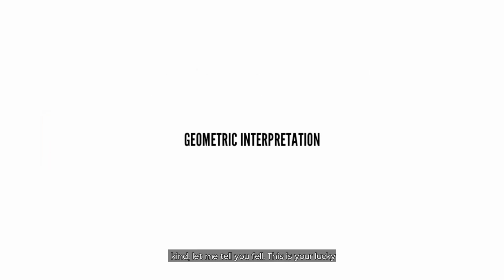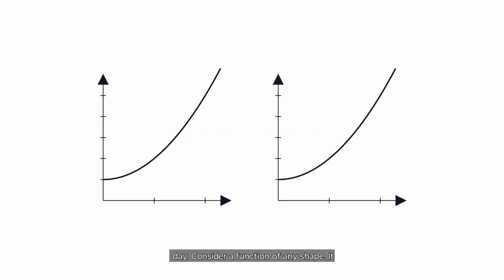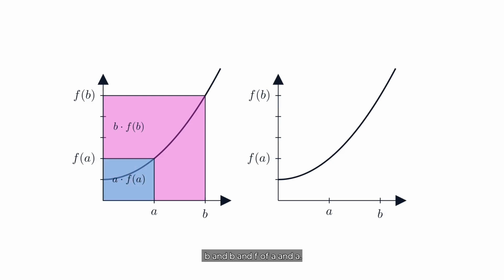We aren't done yet. If you're more of the visual kind, let me tell you, pal, this is your lucky day. Consider a function of any shape, it doesn't really matter what it looks like. Now let's draw the rectangles made up by f of b and b and f of a and a. If you remove the blue area from the pink one, you'll get an L-shaped figure whose area will be the difference of the areas, that is, b times f of b minus a times f of a.